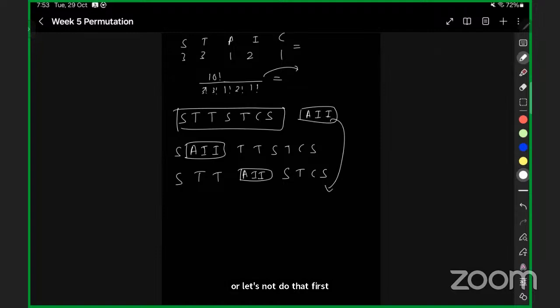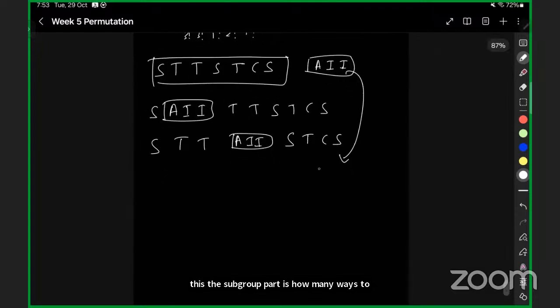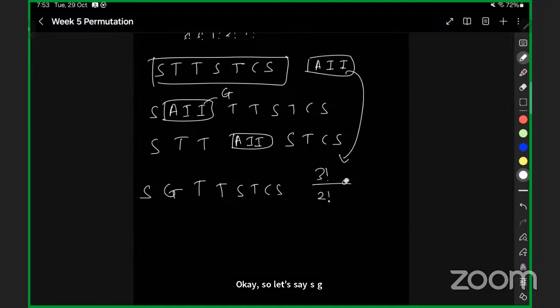This subgroup part, how many ways to arrange them? So what is it? 3 factorial by 2 factorial, correct? Now see, is this group repeating again? No, right? This group is unique. You can just call this group as G. So let's say S G T T S T C S, something like that. So G is appearing once only, there is no repetition of that G.